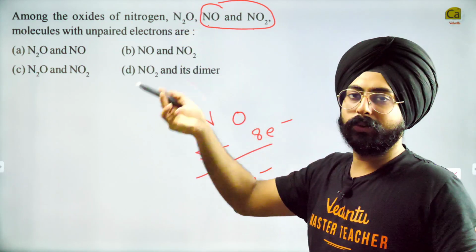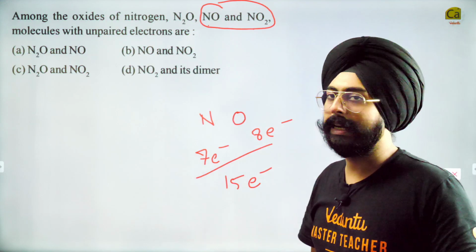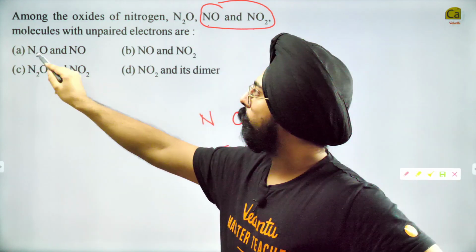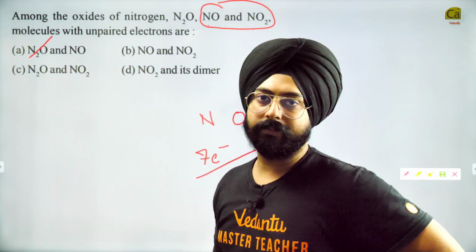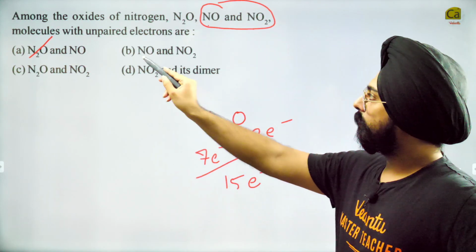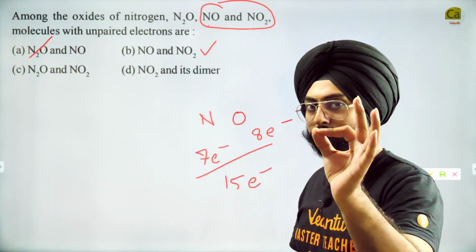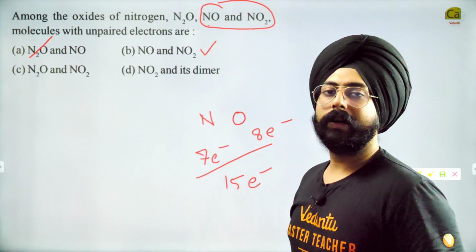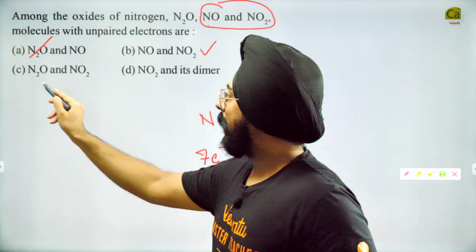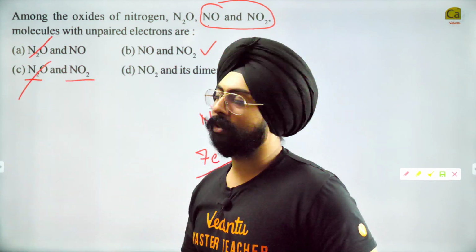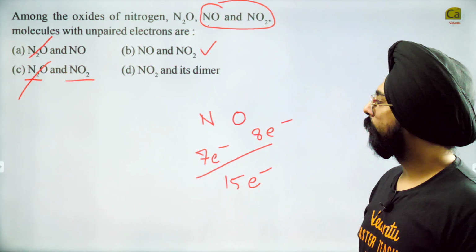So 7 into 2 is 14 plus 6. So it has 20 electrons. So dekhte hain. N2O and NO. N2O does not have any unpaired electrons. Yeah. NO and NO2. Yes, these two have unpaired electrons. Odd electron species implies 1 electron will definitely be unpaired. N2O and NO2. Once again, N2O doesn't have unpaired electrons in it.